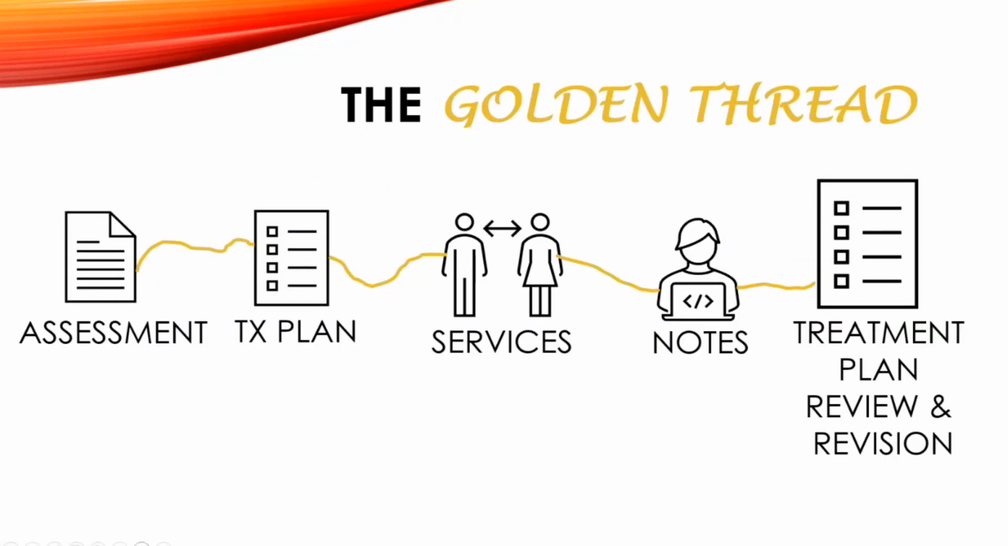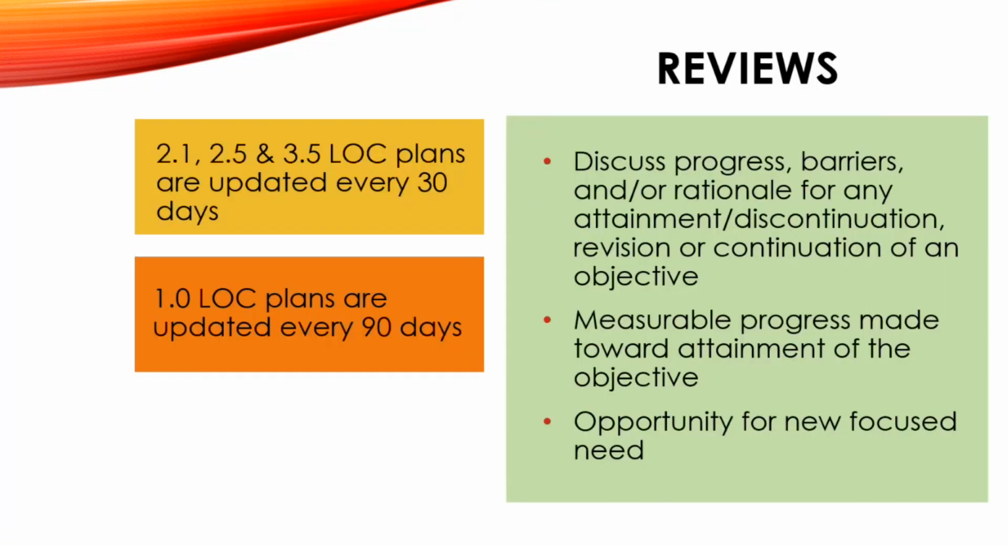And so if we're looking again at that golden thread, we're tying the assessment needs into that treatment plan. The treatment plan is informing the services that we're then delivering and documenting. And then at whatever frequency is required, we're reviewing how it's going and making changes and updates and revisions based on what the client needs. And so depending on the level of care, we're going to be updating the plan every 30 to 90-ish days. And in that treatment plan review, we're going to look at what progress the client has made so far.